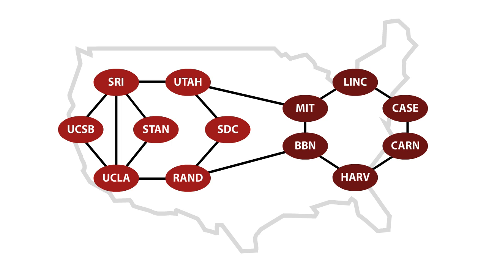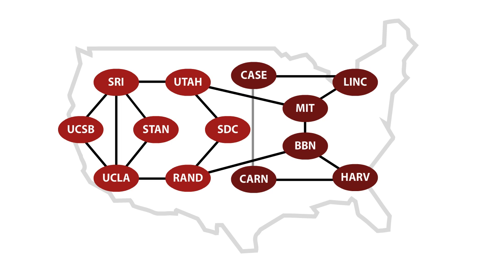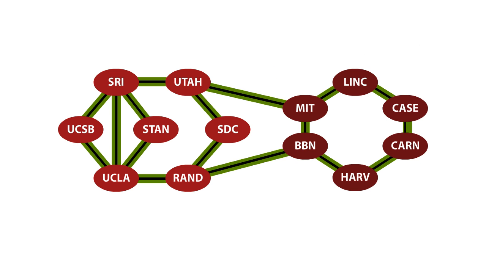In particular, although the East Coast and West Coast rings are suggestive, if you think about the geography of the United States, this is not actually how they're laid out on a map. For example, the East Coast ring, you would actually have to fold over to put Case and Carnegie to the west of MIT, BBN, Harvard. Okay, so really what matters is the connectivity.